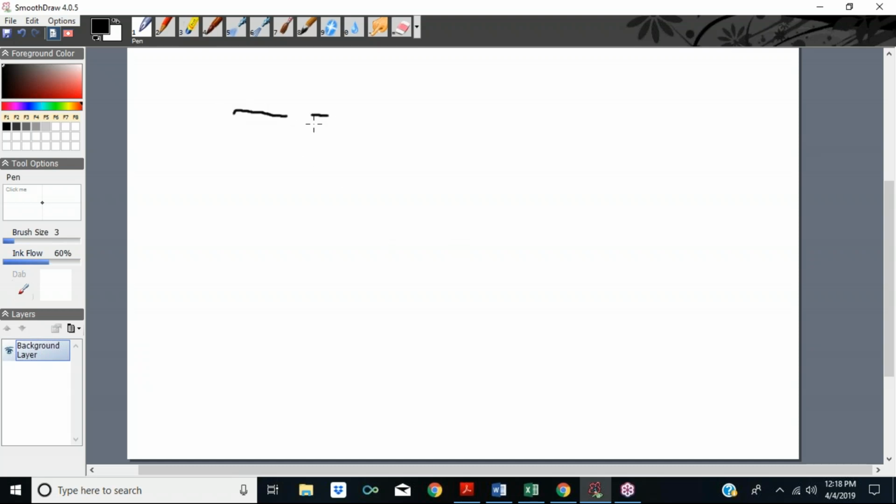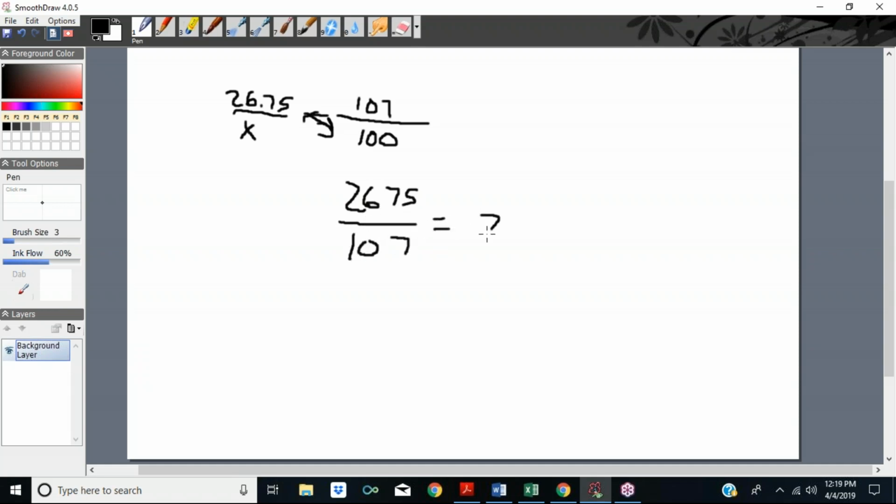Let me show you how to do it with a proportion. Remember, proportions we set up, we have 100. The original price we don't know, that's the 100%. With tax, the price is 107%, and so the 26.75 would go up here. What we're going to do is multiply these two together and then divide by the other number. And we get the same result, $25.